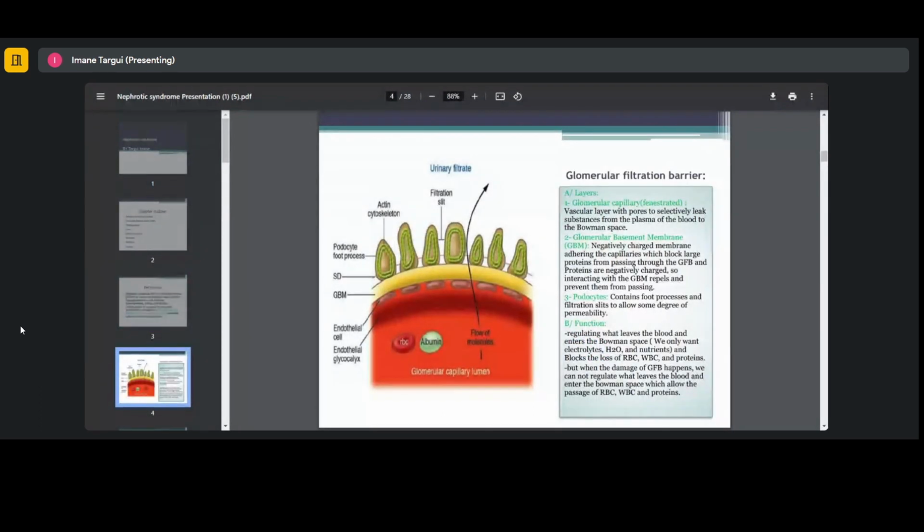Glomerular filtration barrier, we have 3 layers. As we see in the picture, we have glomerular capillaries, a fenestrated vascular layer with pores to selectively leak substances from the plasma of the blood to the Bowman space. The first layer is the capillaries, or the blood vessels of the nephron, which have pores which selectively leak substances.